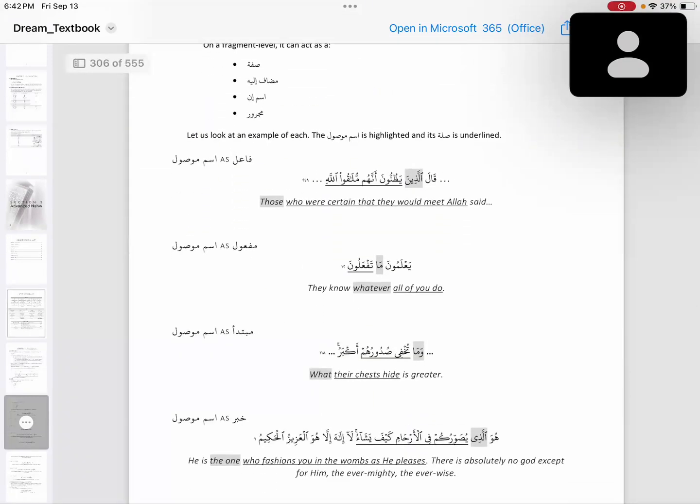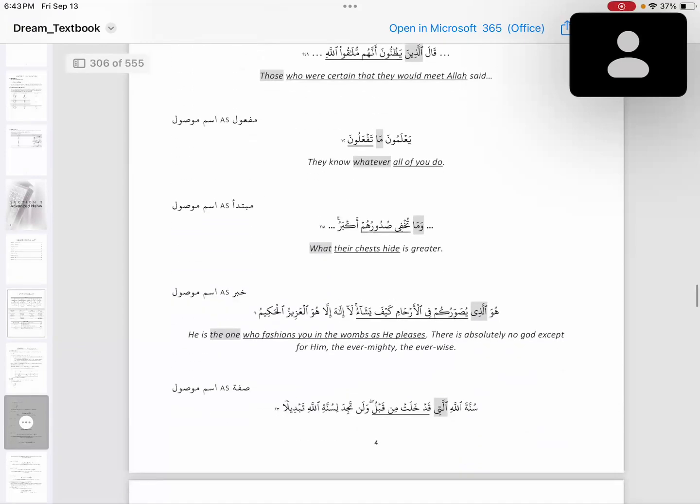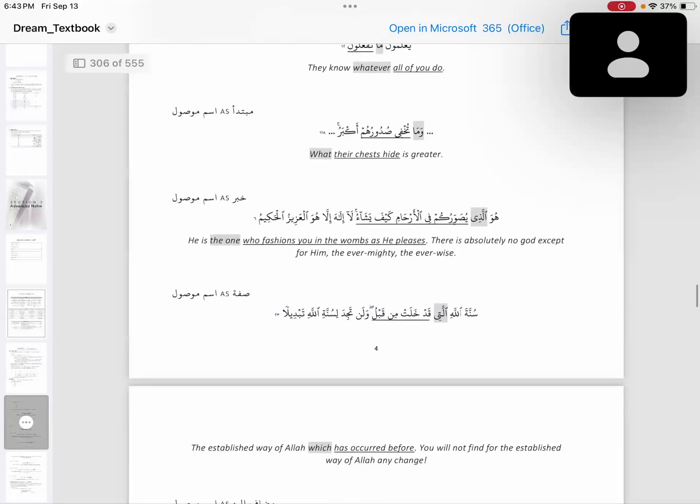So we have seen ism mawsul as a fa'il, qala allazina yazunnuna annahum mulaqullahi. The underlined part is the sila. Ism mawsul as maf'ul, ya'lamuna ma taf'alun. They know whatever all of you do. Mubtada, wa ma tukhfi suduruhum. What their chests hide is greater. Here it is mubtada. As khabar, huwa allazi yusawwirukum. Allazi, here it is khabar.